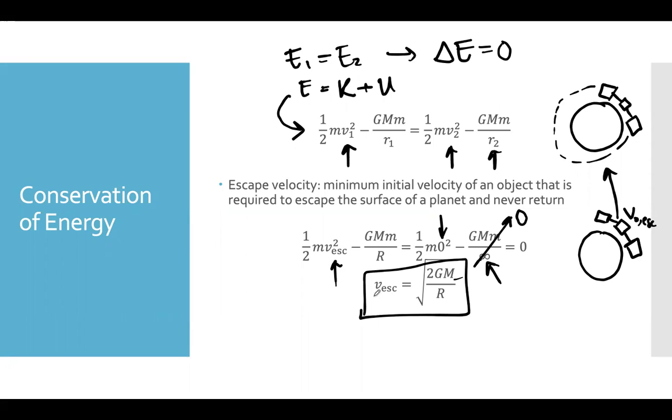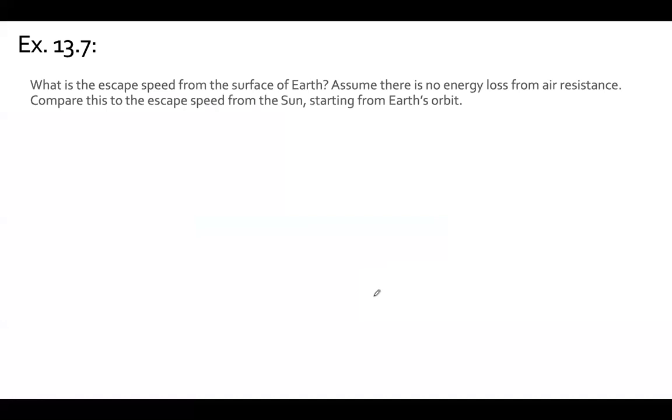All right, so let's go ahead and look at an example. This is 13.7. It states, what is the escape speed from the surface of Earth? Assume there's no energy loss from air resistance. Compare this to the escape speed from the sun starting from Earth's orbit. Okay, so I'm going to do the first one. I don't have the data from the sun, so that'll be here in a little bit, but let's start with the first part. So the escape speed from Earth.